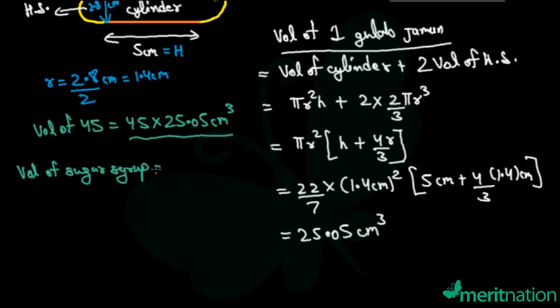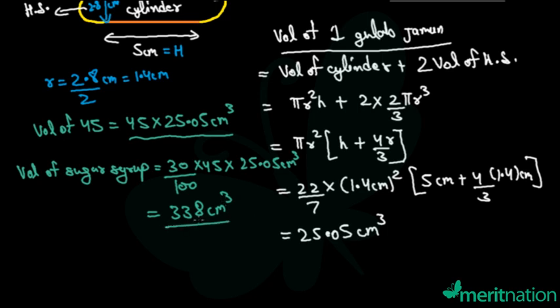So it would be equal to 30 by 100 into 45 into 25.05 centimeters cube. If you calculate this, the volume of sugar syrup soaked inside these 45 gulab jamuns would come out to be 338 centimeters cube. This is the required volume of sugar syrup.